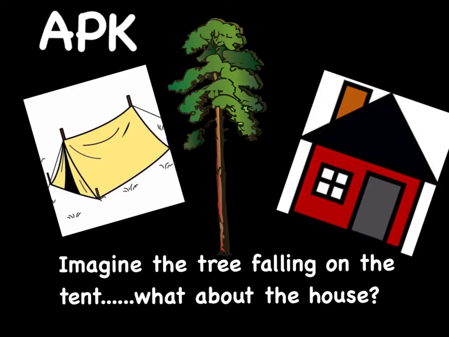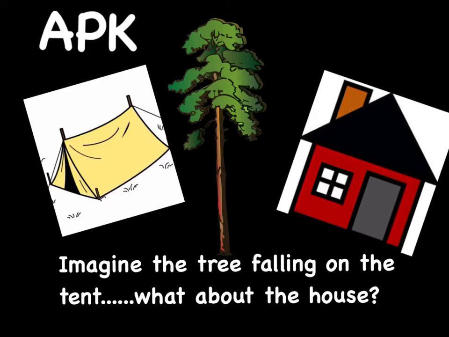If the tree were to fall on the tent and you were in there, you could really suffer a lot of damage and a lot of physical injury, correct? So what is it about the house that is different than the tent? It is the structure of it, isn't it? It's the walls. Well, today we're going to be talking about plant and animal cells.